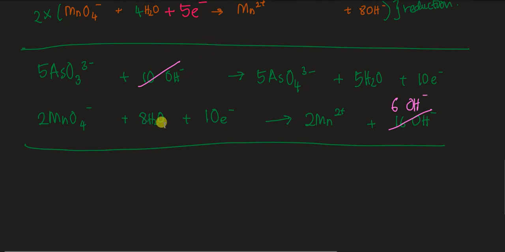And then we have 8 water molecules on the left hand side here, and we have 5 water molecules on the right hand side here. So this can be cancelled as well. Cancelling this, we will be left with 3 water molecules. And then the electrons are the same, so they can be cancelled out. And this will be the final answer.